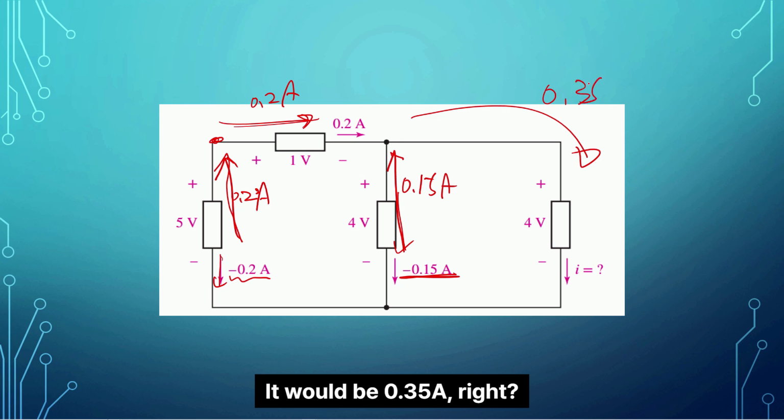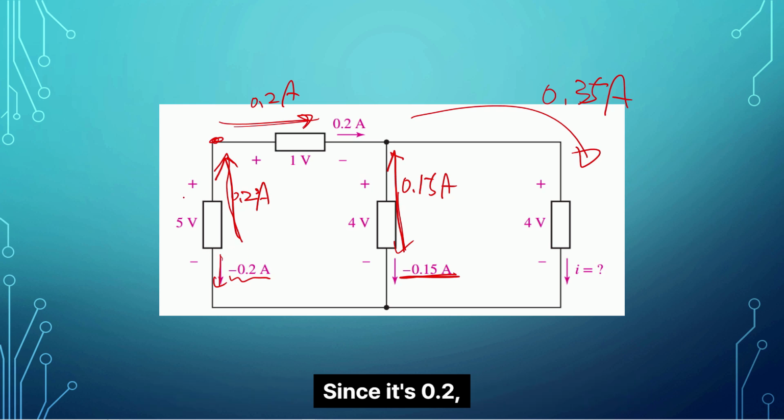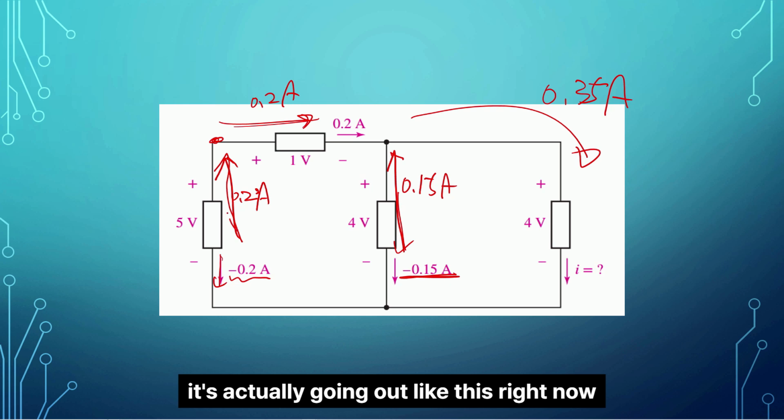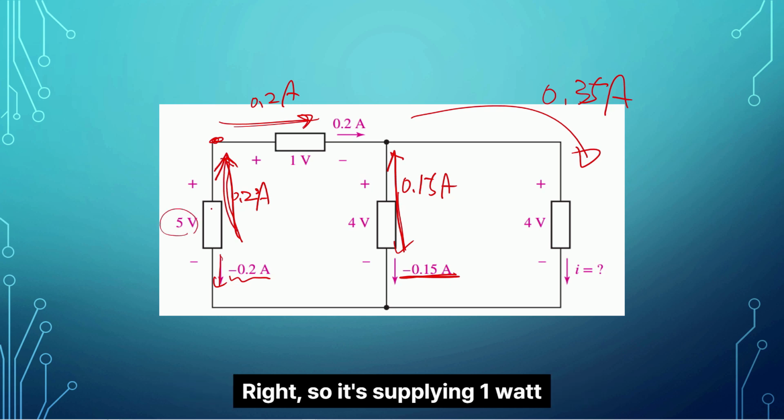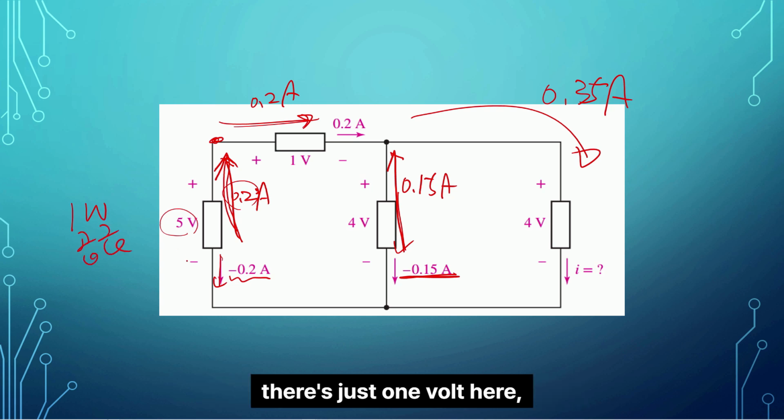It would be 0.35A, right? Next, I want you to consider whether it's supplying or absorbing. Since it's 0.2, it's actually going out like this right now, right? So it's supplying 1 watt, by multiplying 5 by 0.1. There's just 1 volt.